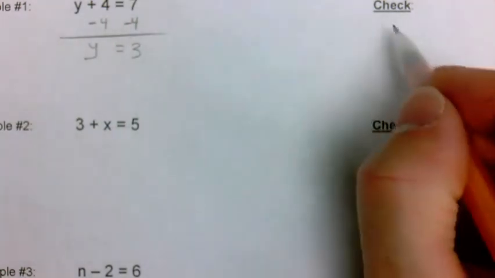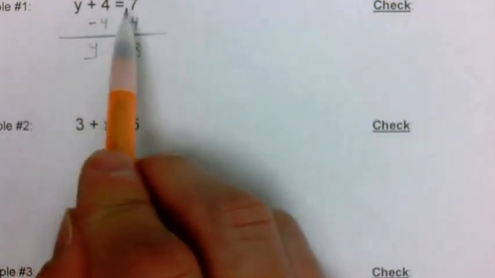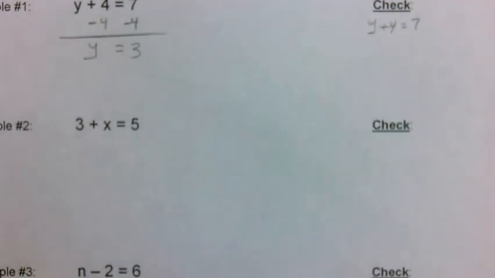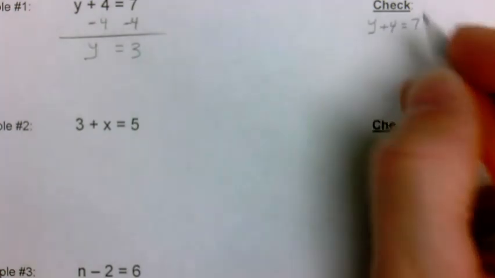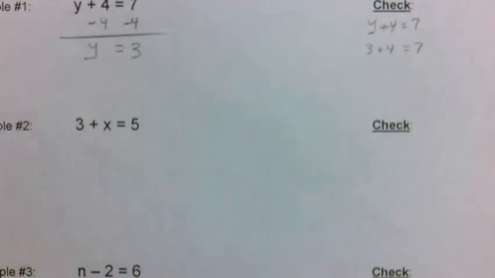To make sure, we're going to do an algebraic check. When you do an algebraic check, the first thing that you need to do is write down the original equation, which in this case said y plus 4 is equal to 7. Next, you're going to take the value for the variable that you found, y equals 3. I'm going to substitute 3 into the equation. 3 plus 4 equals 7.